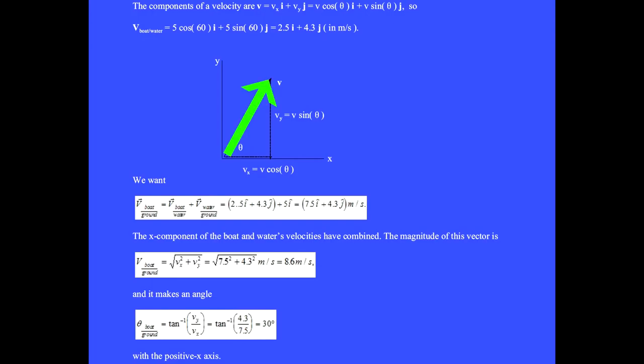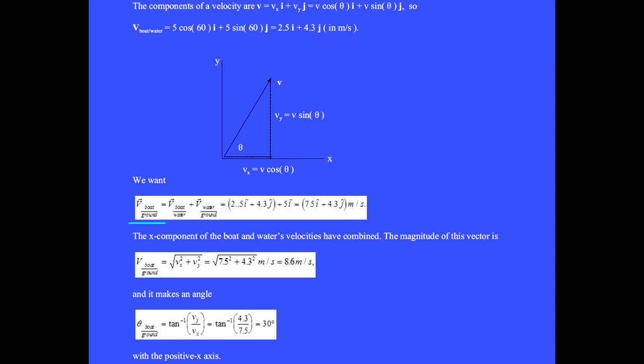This velocity vector makes an angle theta with the positive x-axis and has y component v sine theta and x component v cosine theta. Here are the components of a velocity. So the velocity of the boat with respect to the water is 5 cosine 60 i hat plus 5 sine 60 j hat, which makes 2.5 meters per second i hat plus 4.3 meters per second j hat.